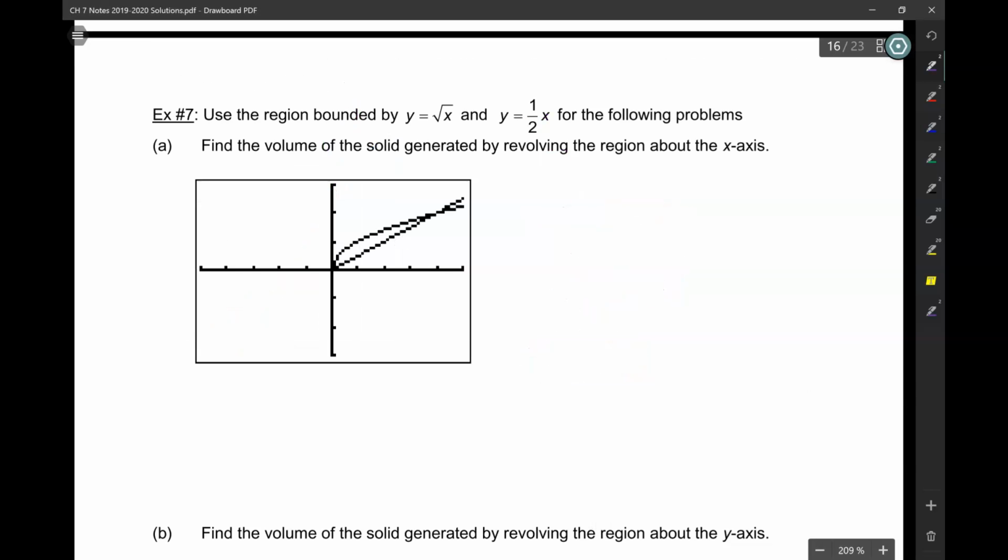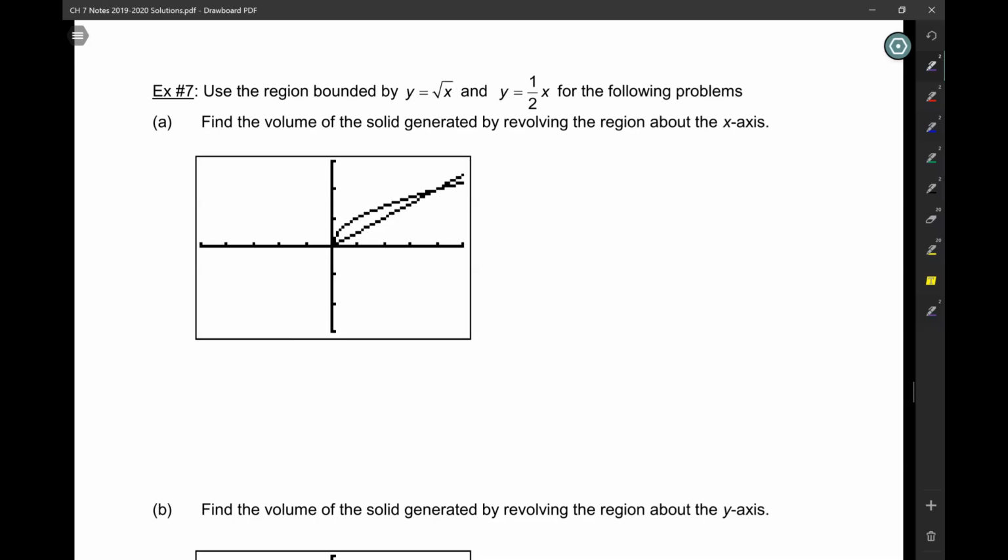Okay, let's do this one. I just don't like how she has this. So, example 7. Yep, me too.